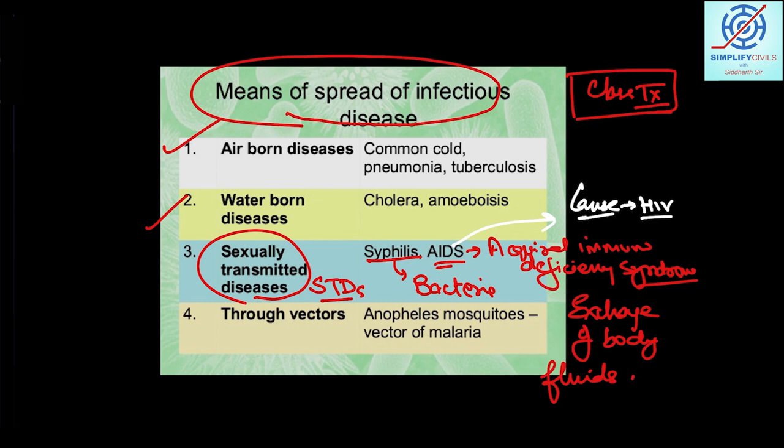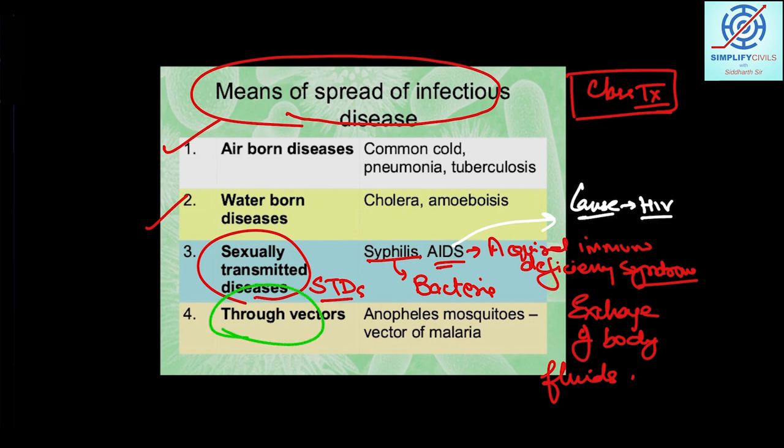So this is a sexually transmitted disease. Generally, via sexual contact, this exchange of body fluids occurs and the disease is spread. However, when I teach the topic AIDS to you, I will also tell you the other means of spread of the disease. You must know.